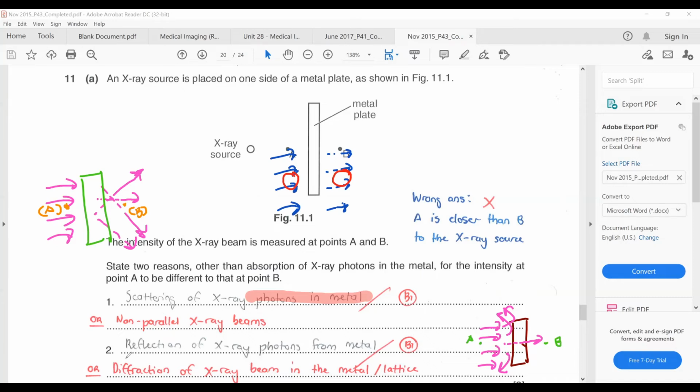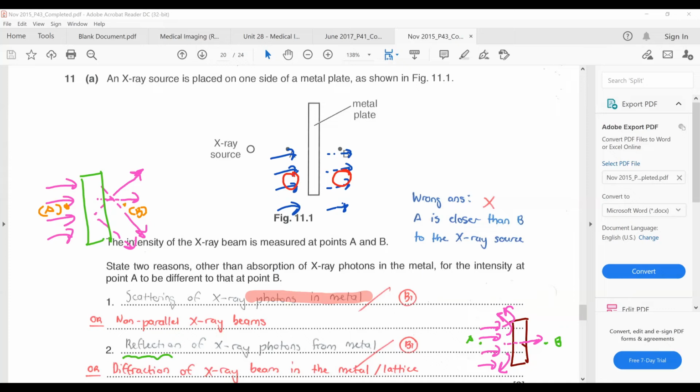So these are the 2 other possible reasons why your X-ray intensity at B will not be the same as A. Absorption is one factor, correct, but scattering of the X-ray beam could be another factor, and another last factor could be the reflection of your X-ray photons from the metal surface. Okay, reflection. That's the keyword.